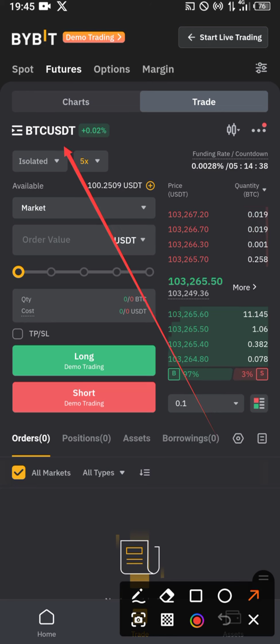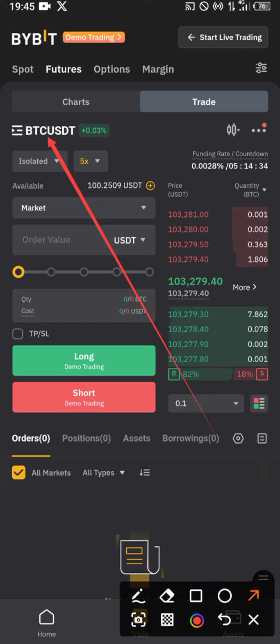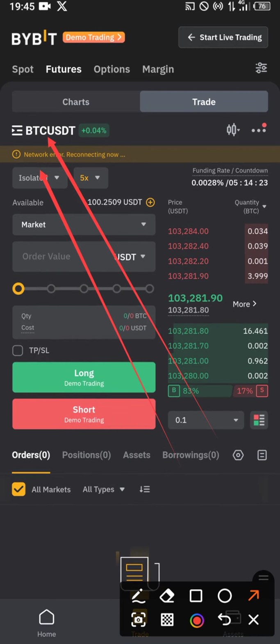Firstly, we have the coin we want to trade with. That is at the top, right? The coin we want to trade with. Then we have the margin, right? We have the margin.